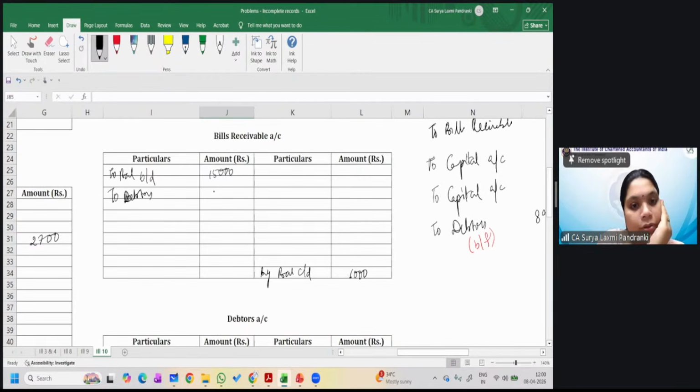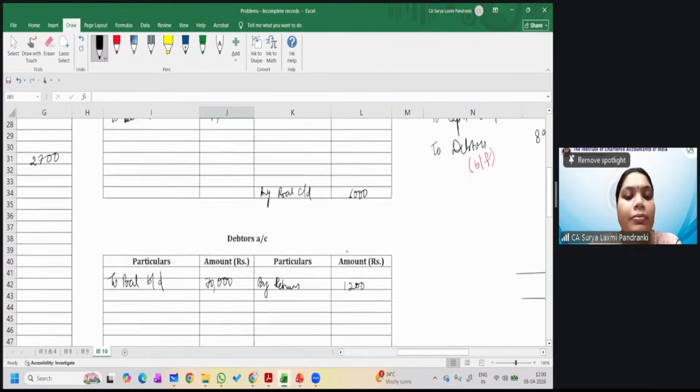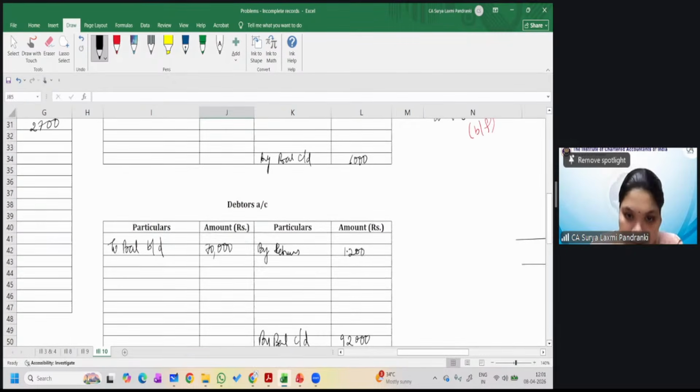How much is the amount? 40,000. This has another leg also. One leg is here. Where is the other leg that is going to come? Debtors account. Debtors account, right? Very good. So by bills received, credit, by customer, 40,000. Everybody clear with this transaction? One leg is coming here, the other leg will come there.